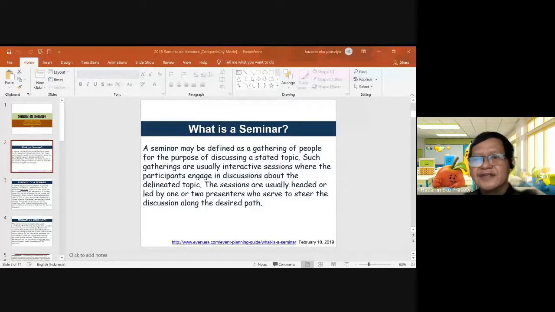You can open your dictionary, but I try to open another definition from an online source, and this is more complete. A seminar may be defined as a gathering of people for the purpose of discussing a stated topic. So the purpose is discussion. Okay? So in the future, in the coming weeks, you are supposed to discuss a topic, your topic, your friends' topics, okay?